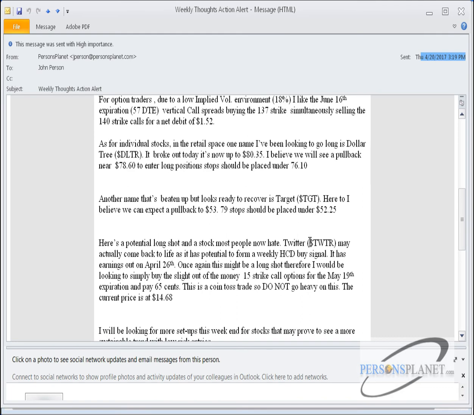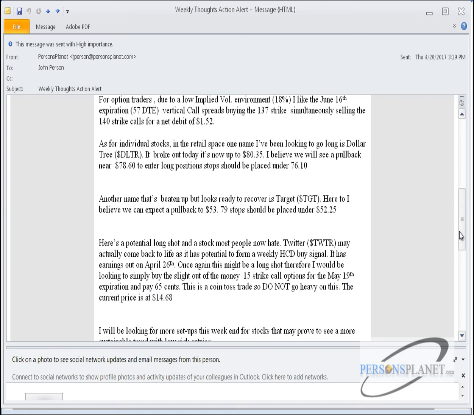And since Twitter was an earnings play, we called it a long shot, slightly out of the money, 15 calls for 65 cents. And when I say long shot, this is not one where we would suggest that someone go all in, so to speak, like invest your entire account on one trade. That's why we suggest do not go heavy on the trade. The current price was $14.68.